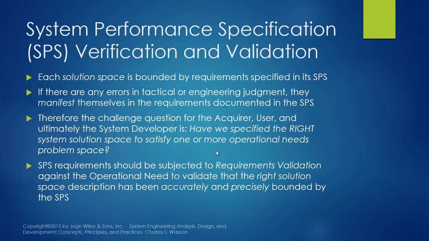So if we can answer this, if we don't have any errors, then we should be able to find the proper item that can do that, or build or develop the proper item that can do that. Now, the SPS requirements should be subjected to requirements validation against the operational need to validate that the right solution space description has been accurately and precisely bounded by the system performance specification document. So we did the verification, we did the validation, and now we're ready to use the system.